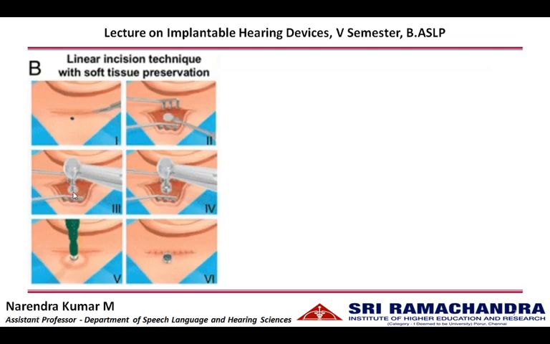Once drilling is done, the bone conduction implant along with the abutment is slowly inserted at the site of implantation. Once that is completed, a puncture is done on the skin, enabling the abutment to be exposed outside the skin. Then the linear incision is sutured. So this technique is called the linear incision technique. There is no reduction of soft tissue in this particular approach.